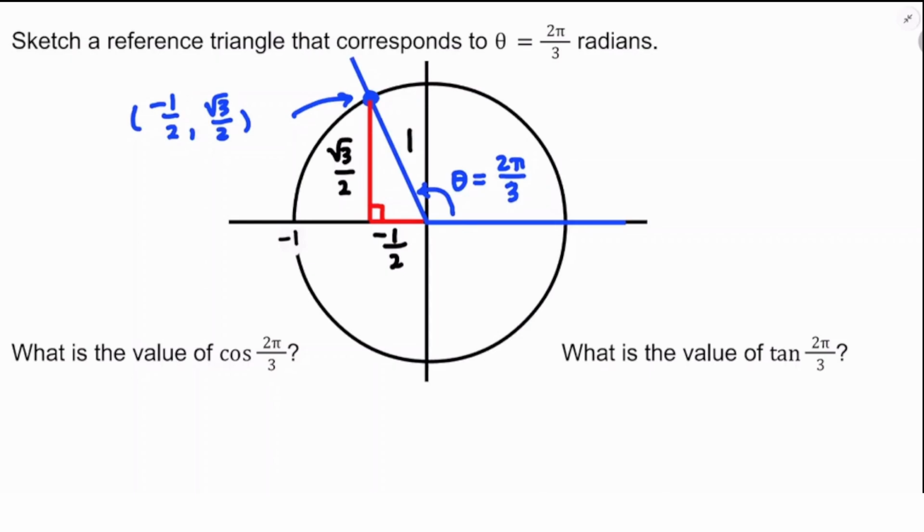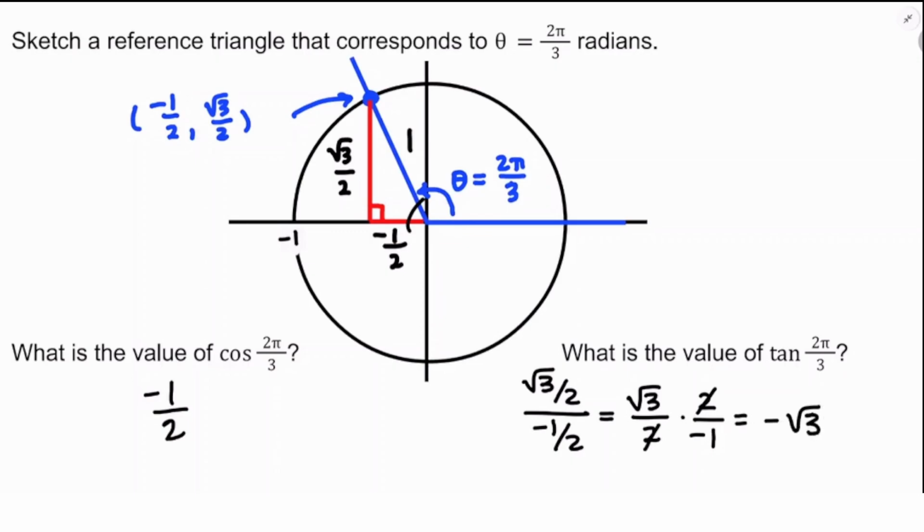The cosine of 2 pi over 3, I'm going to use this reference angle. Cosine is adjacent over hypotenuse, and so that'll be negative 1/2. And then the value of tangent of 2 pi over 3 is going to be opposite over adjacent. So root 3 over 2 divided by negative 1/2. I'm going to keep the top the same, change the division to multiplication, flip the bottom. Do some canceling and say that's negative square root of 3. And that'll do for us.